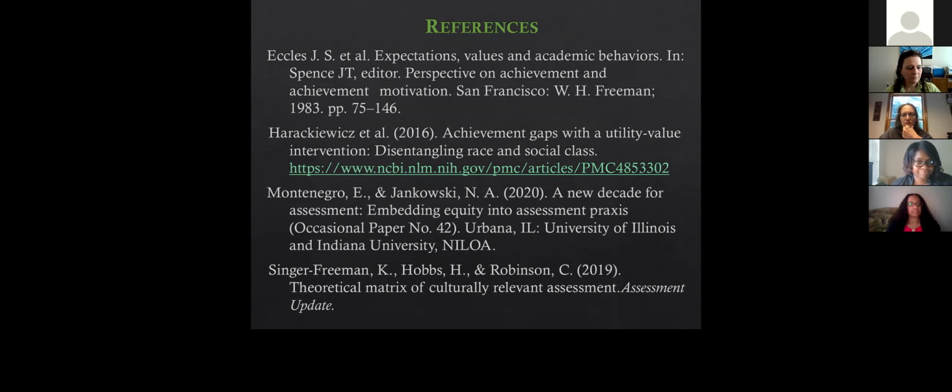And lastly, here are some of the references we use. I believe in the chat I sent you a link to the assessment update paper. As Karen and Harriet mentioned, we are crossing our fingers on the paper that we submitted to RPA, Research and Practice in Assessment. We hope that soon it is accepted. It goes into more detail of our analysis.